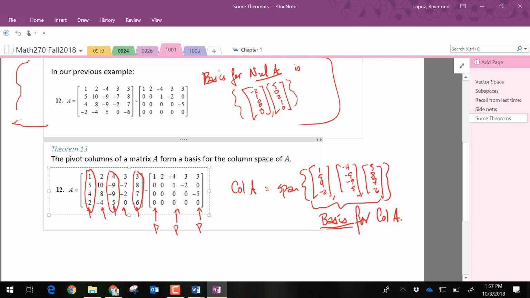Our nullity is 2 because the basis for our null space has 2 vectors. And the basis for our column space has 3. So that's 3 vectors in our column space. That's 3 dimensions for our column space and 2 dimensions for our null space. And so you add that together, you get 5, which is how many columns we have.